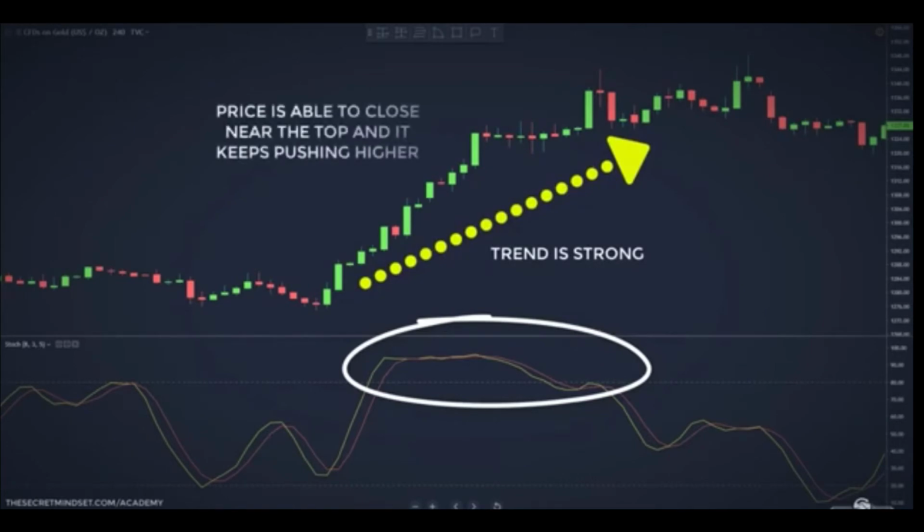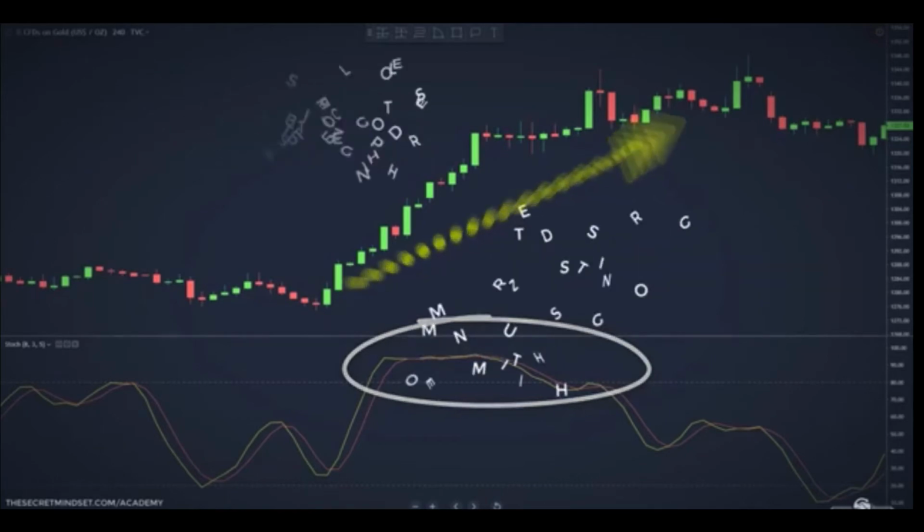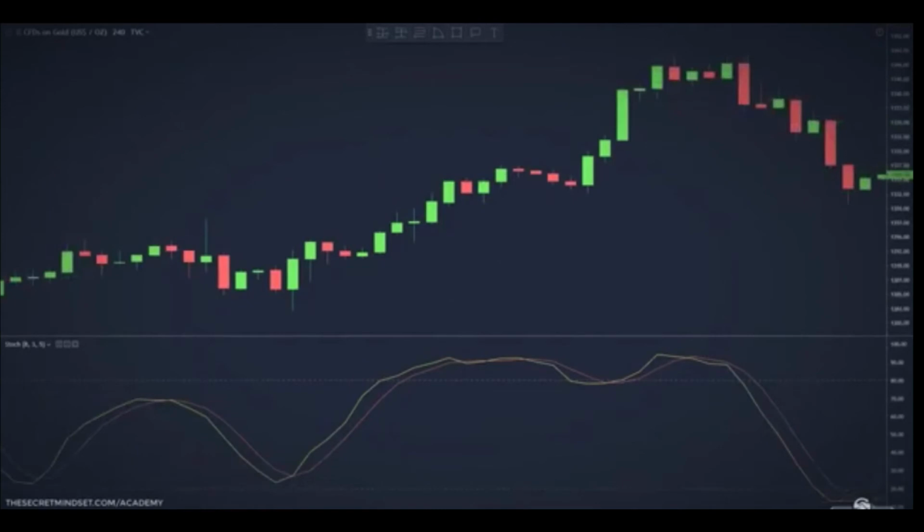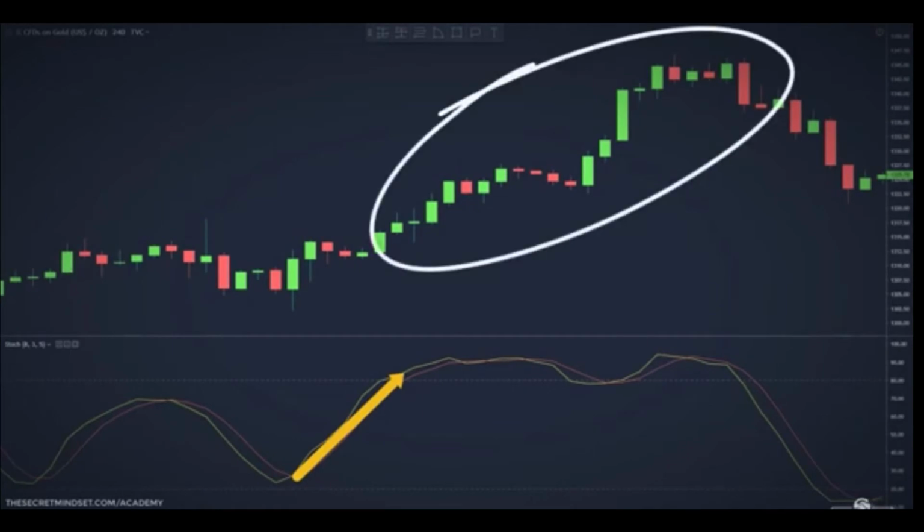A high stochastic means that the price is able to close near the top and it keeps pushing higher. A trend where the stochastic stays above 80 for a long time signals that momentum is high and not that you should get ready to short the market. You see this concept on every chart. The price enters an overbought area during a strong trend and stays overbought for a long period. You don't want to be in the position of traders that shorted the market hoping for a reversal.